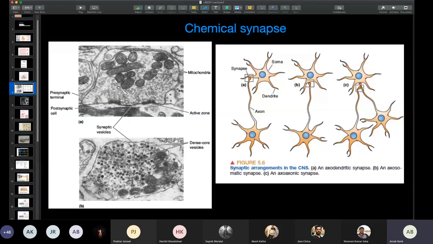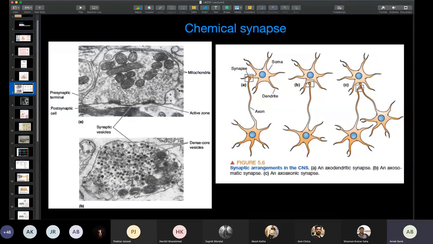Then there's something we will come to later, called dense core vesicles, which carry something called neuropeptides. So there are synaptic vesicles and dense core vesicles. The synaptic vesicles carry neurotransmitters like glutamate or GABA, and dense core vesicles carry neuromodulators or neuropeptides, such as substance P, which will come again later.